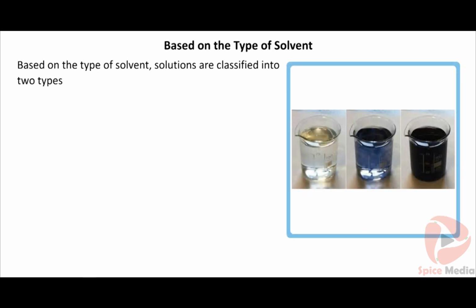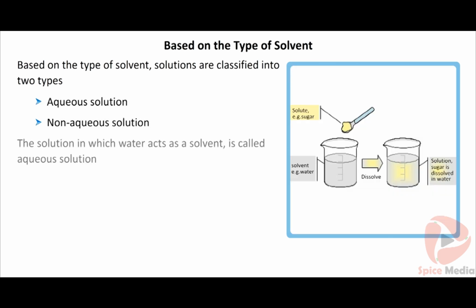Based on the type of solvent, solutions are classified into two types: aqueous solution, non-aqueous solution. The solution in which water acts as a solvent is called aqueous solution.